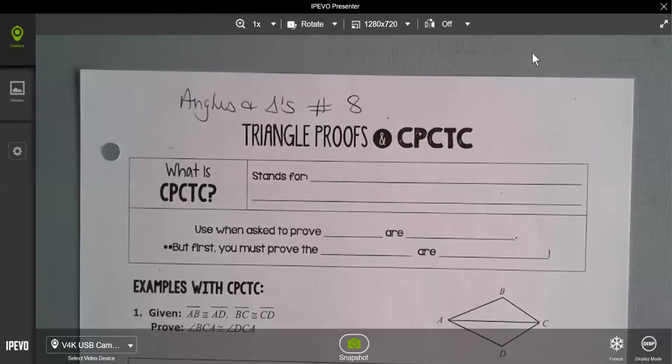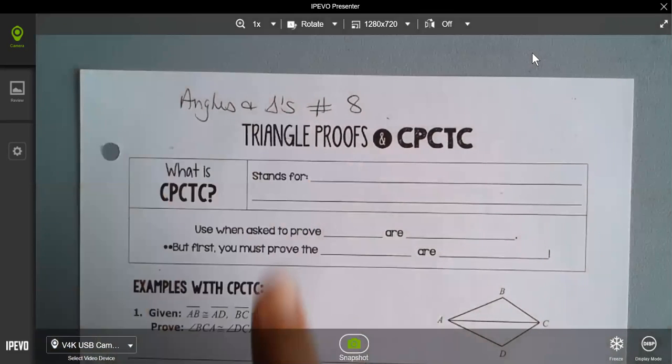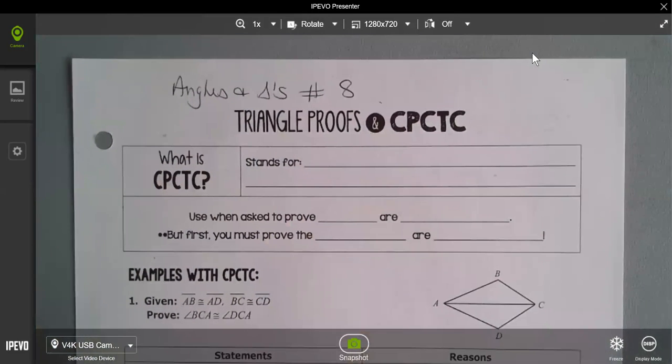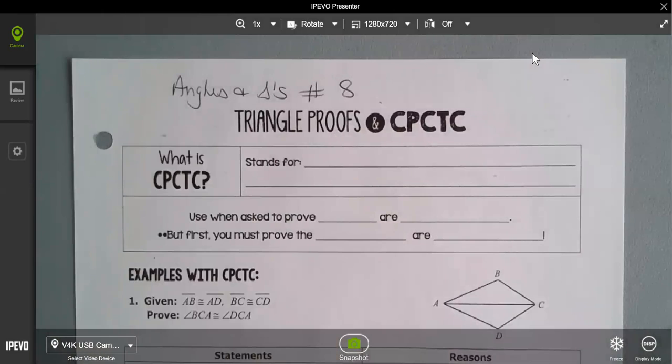Here we go for the last day of angles and triangles. So this is lesson number 8. We have been doing triangle proofs. We have been proving that triangles are congruent. Let's do a recap on the ways that we can prove that triangles are congruent.